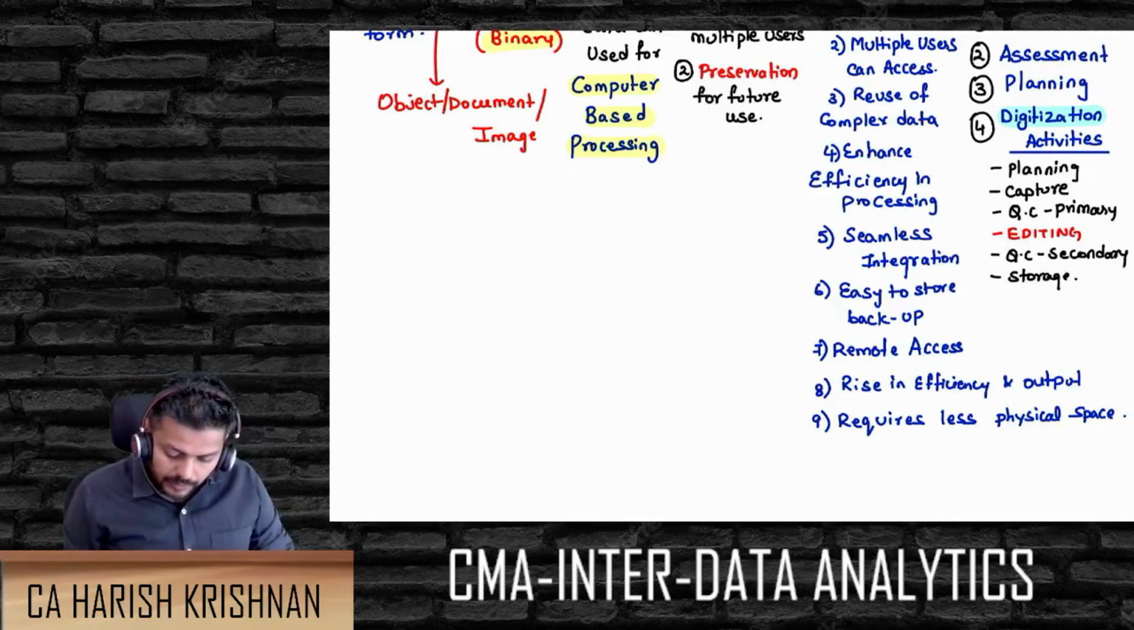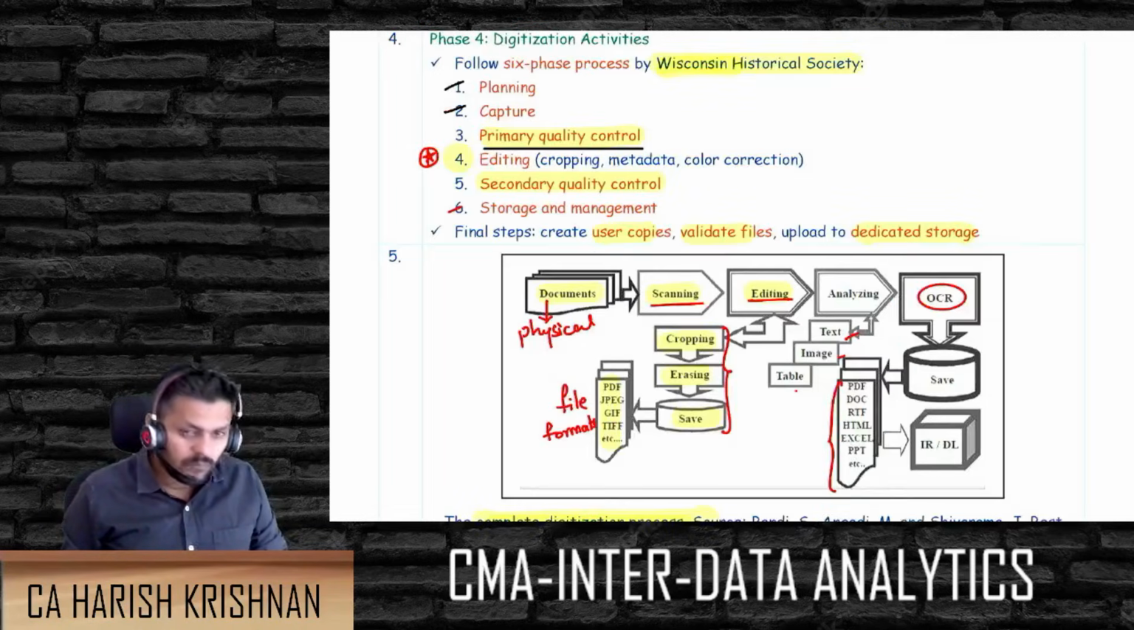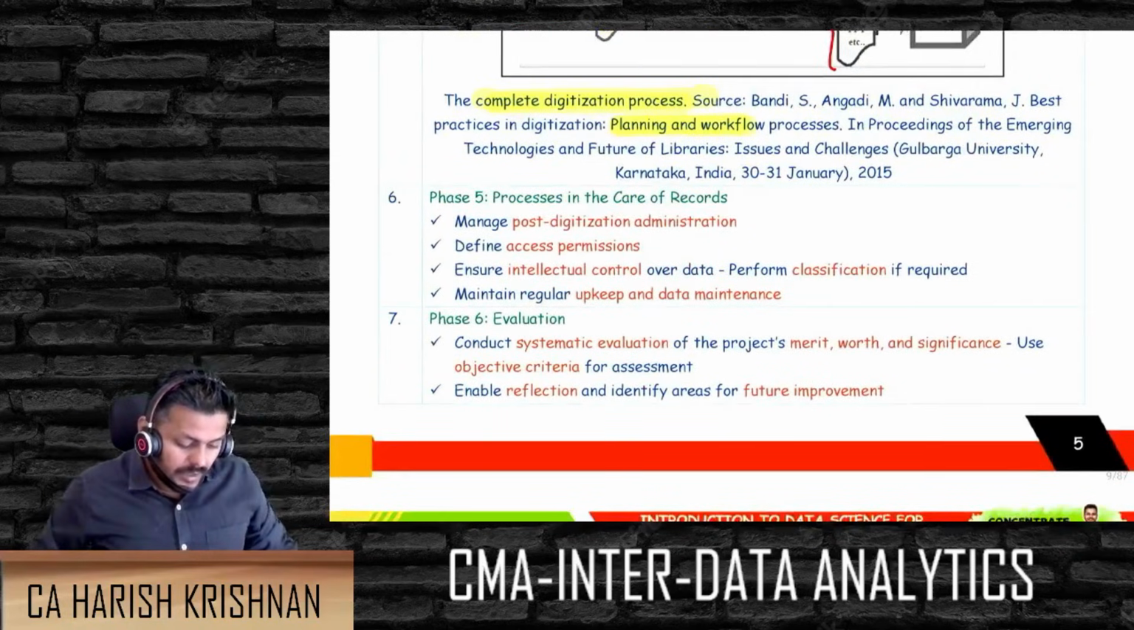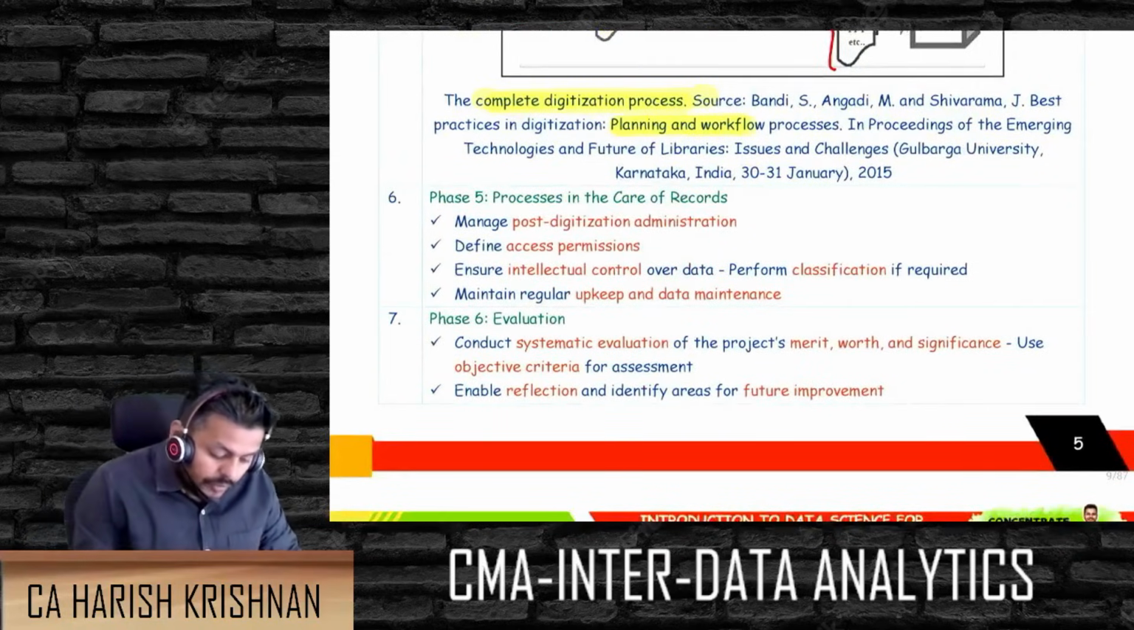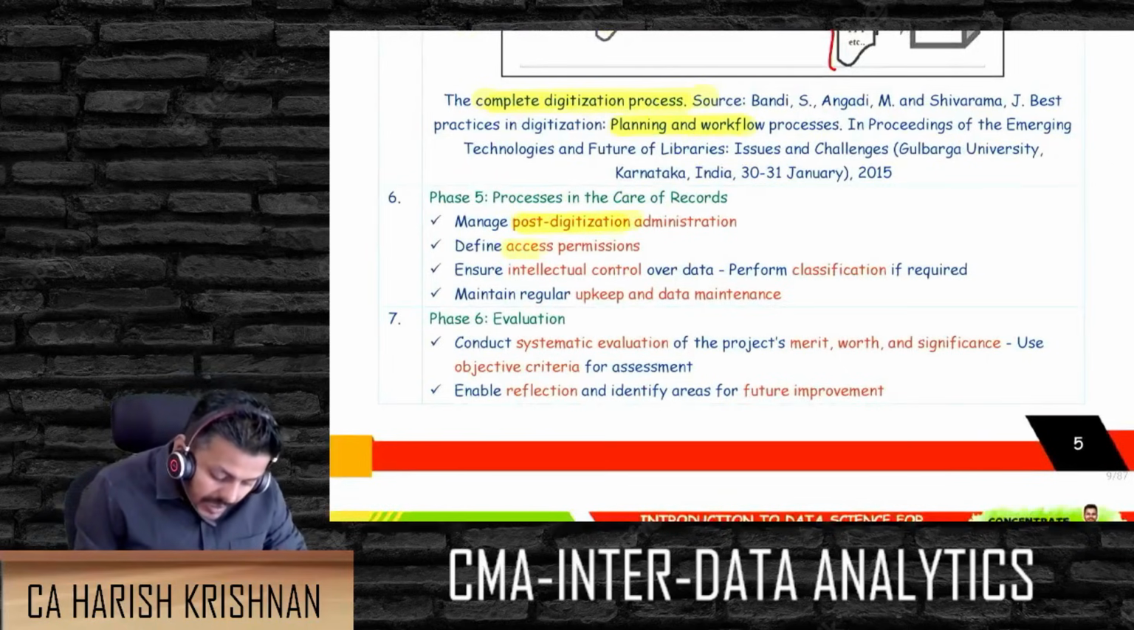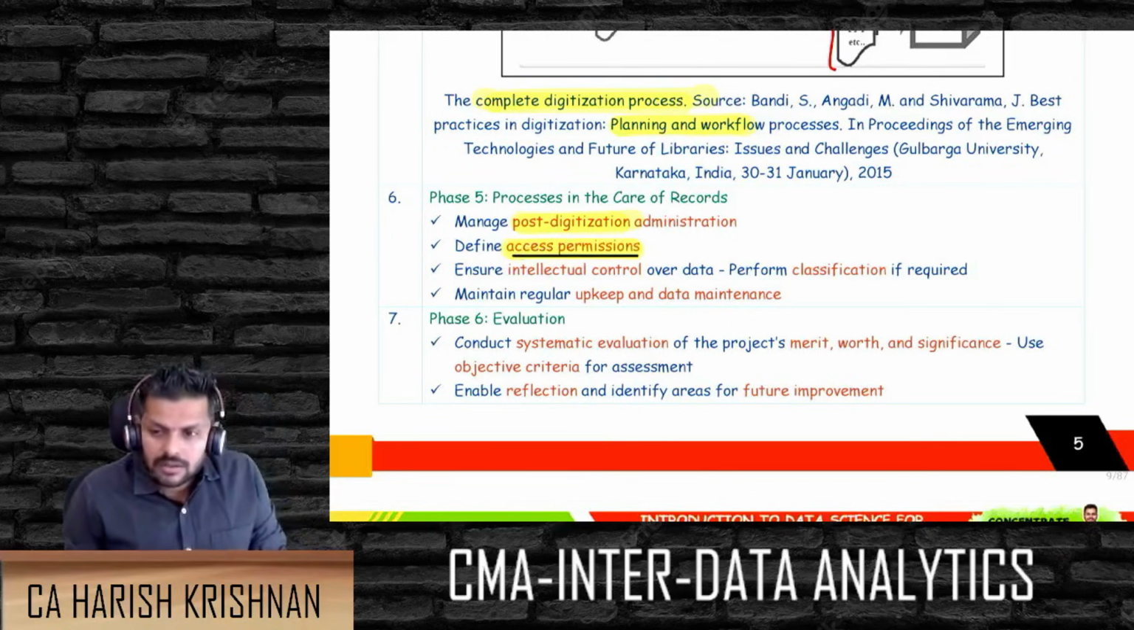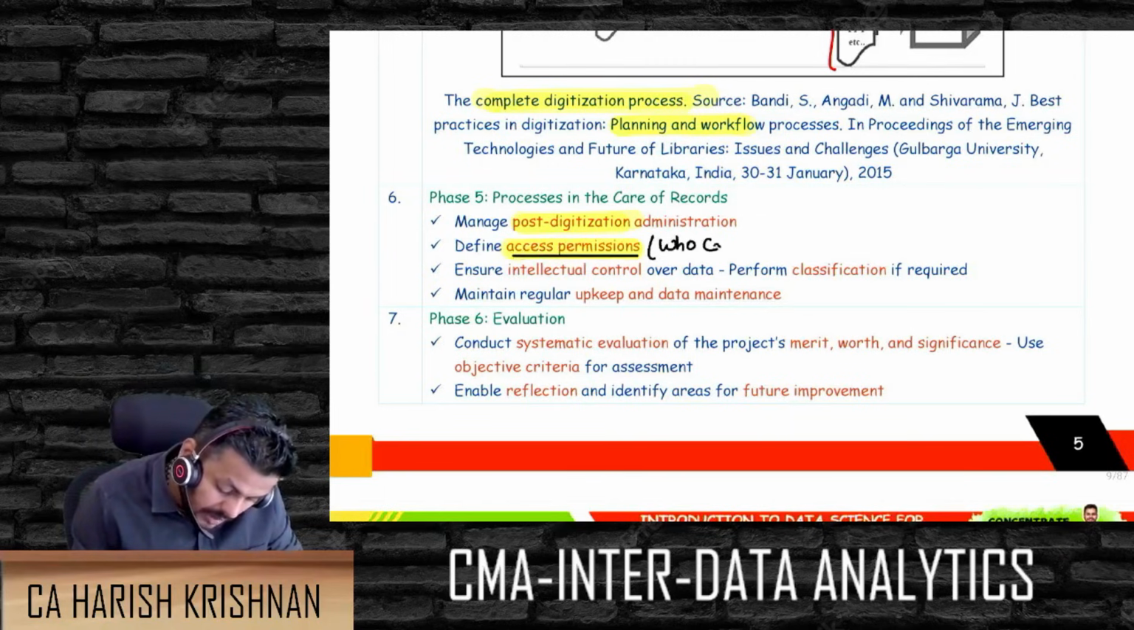I would request you to take a minute to run through that point. If you don't see it one more time, no problem. Just check that one more time completely so that we can have a clear understanding of what is done. Yeah, so these are the 6 points. We will then come back and figure out what to do with the points that are there. Point number 5, processing and care of records. Now post digitization, manage the administration, define access permissions. You know what is access permission? Which means who can control or who can access the data.